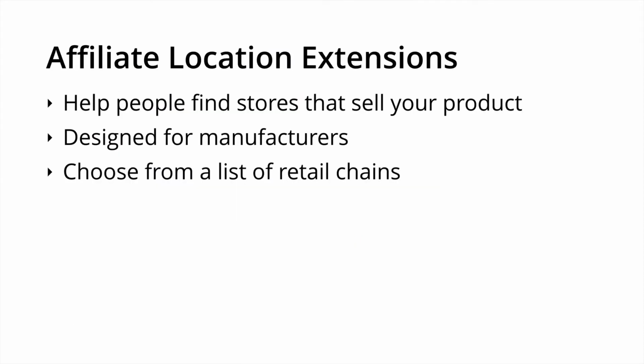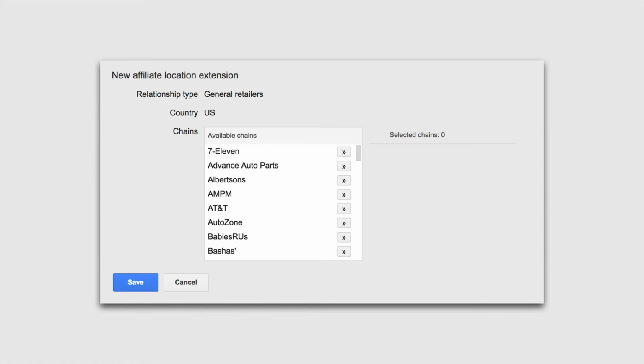There's also affiliate location extensions, so this is designed to help people find stores that sell your product. They're designed for manufacturers, and you can choose from a list of retail chains in the US. So here we can see we can select where our particular item is being sold, and this will add the extension to our ads.